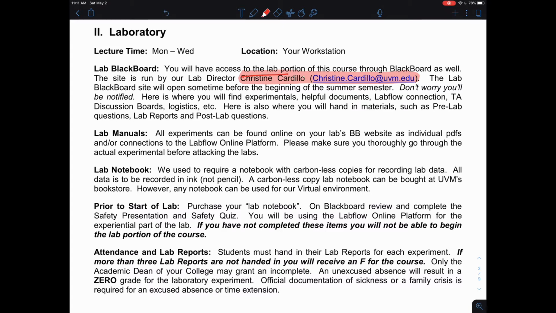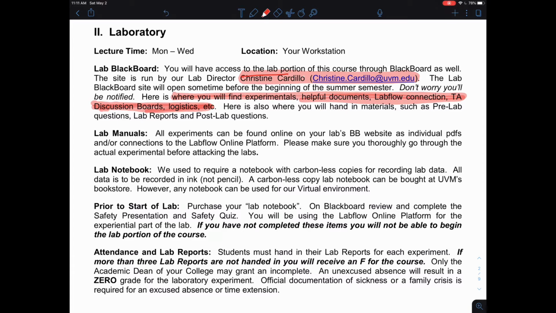But on that Blackboard site, it's where you'll find a lot of other things. You'll find the experiments, helpful documents. You'll find discussion boards from your TA, logistics, etc. So there's more information there once those are actually up and running.